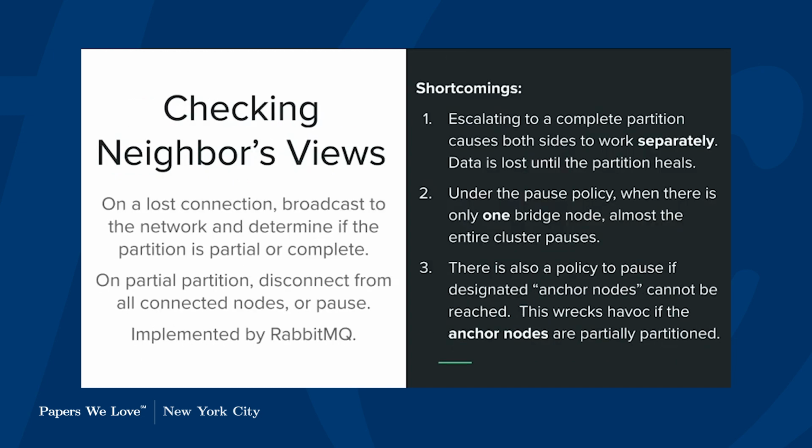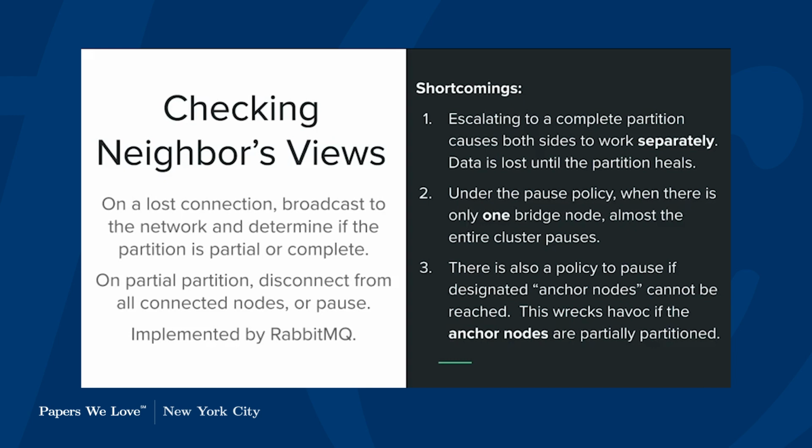The next solution is checking neighbors' views. This is implemented by RabbitMQ and Elasticsearch in different ways. We'll talk about RabbitMQ first. On a lost connection, RabbitMQ will broadcast to the network to determine if the partition is partial or complete. So can anyone else reach the node? If so, then it's a partial partition. And if not, then it's a full partition.